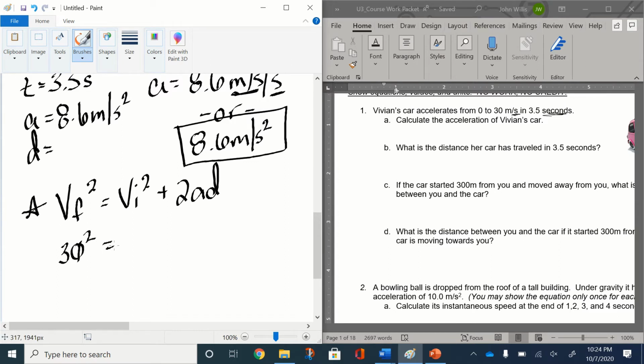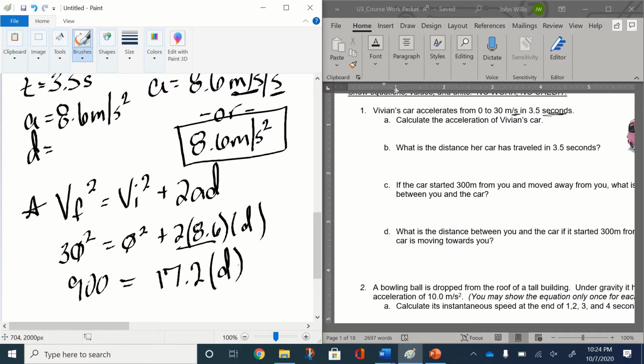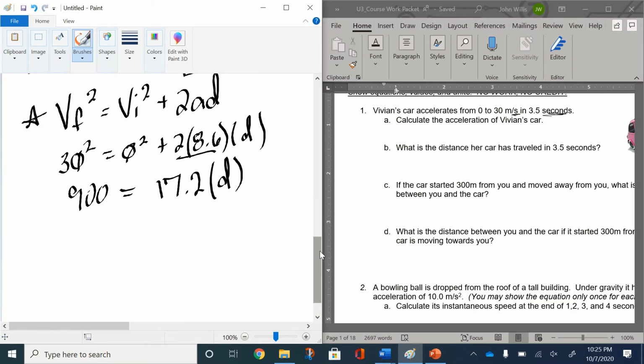You've got 30 squared is equal to 0 squared plus 2 multiplied by 8.6 multiplied by your distance. In this particular case, 30 squared is 900. That's going to be equal to 0 plus your 8.6 times 2, when you simplify what's going on over here, which you can totally do. Sometimes I'll just divide by 2 and then divide by 8.6. But you can also simplify the 2 and the 8.6. You'll get 17.2 multiplied by your distance. Then you can divide both sides by 17.2, and you should get around 53 meters as your distance.